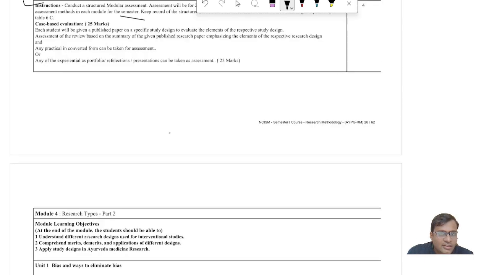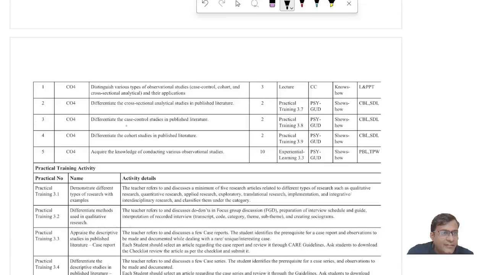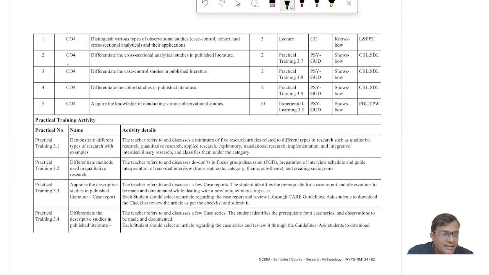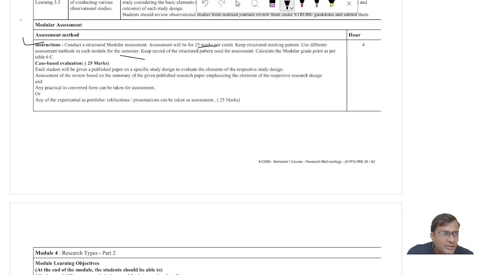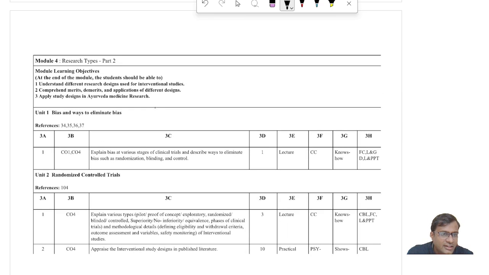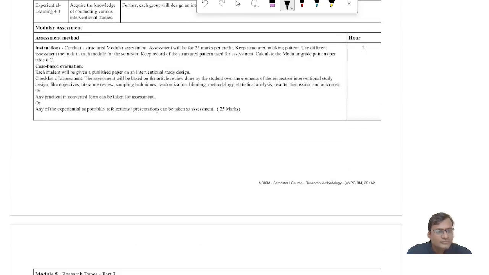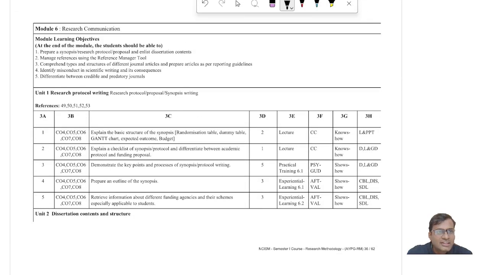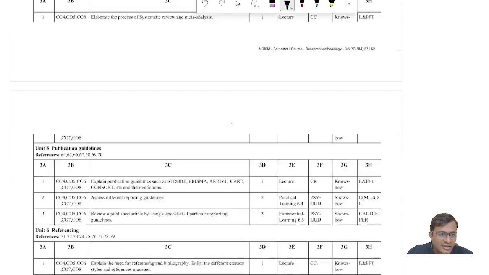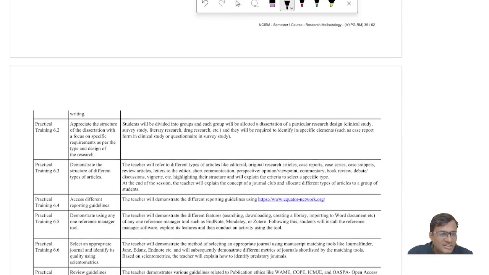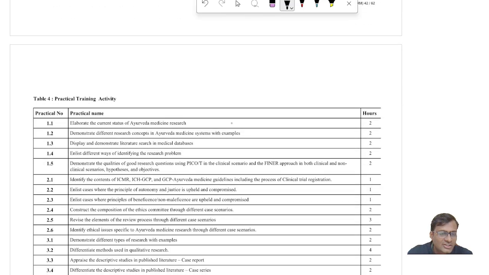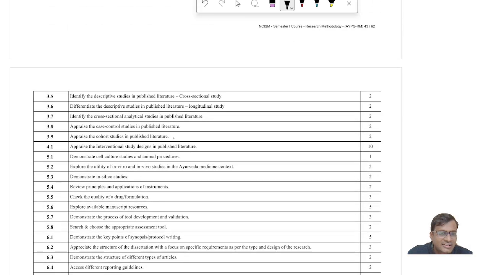Then for the modular assessment, at the end of each module they have given how to assess that particular module. Here this is for module 3. This is more related to the teacher, how they should assess the PG scholars at the end of each module. So everything is explained in detail in this document. That's why it is called a curriculum. A syllabus does not have this kind of detailed explanation. A document simply explaining what topics should be covered in a particular subject is called a syllabus. But a curriculum explains each and everything.